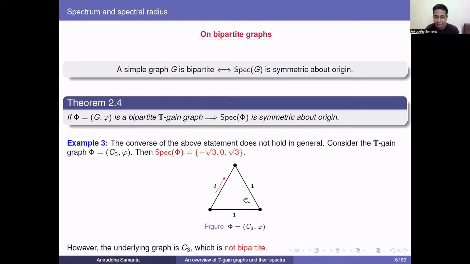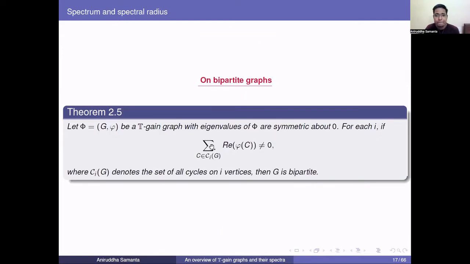Here we have one example. In this example, we can see that the spectrum is symmetric about origin. However, its structure is not bipartite. To make the converse true, we need one additional condition. Here is the condition: let phi be a T-gain graph whose eigenvalues are symmetric about origin, and if this happens, then we can say our structure is bipartite.